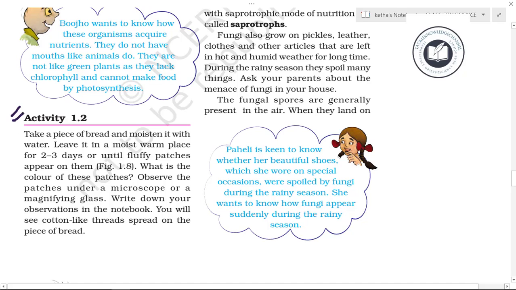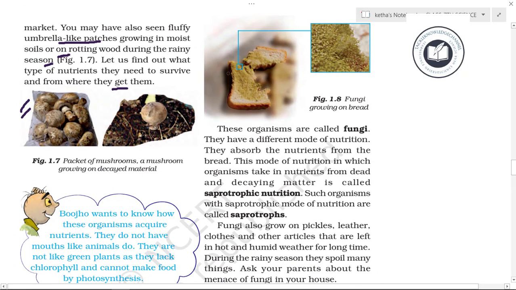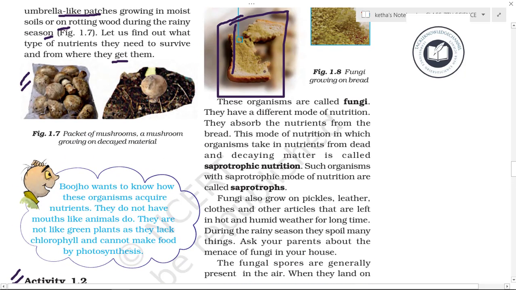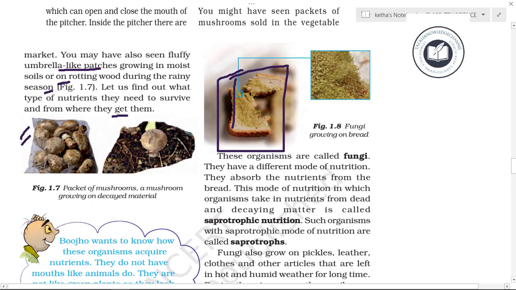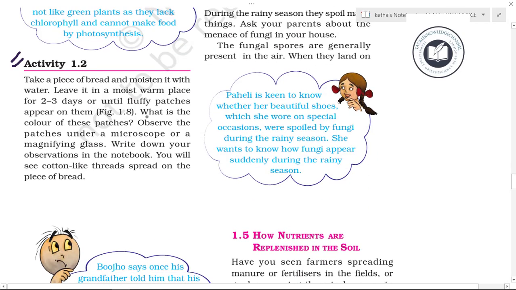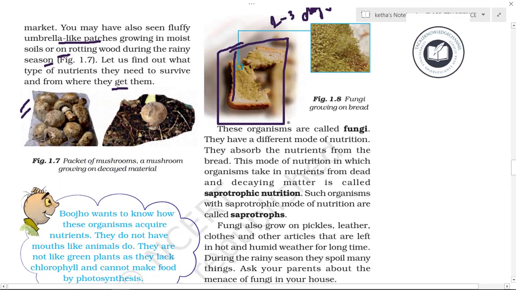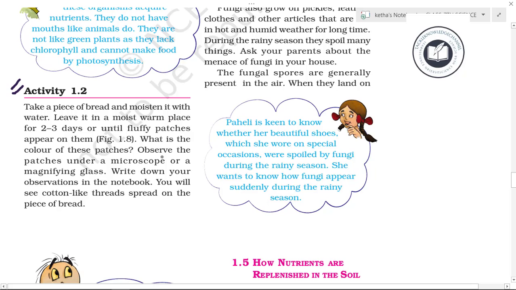Now let's see activity 1.2. Take a piece of bread and moisten it with water. So we have to take a piece of bread and moisten it. Leave it in a moist, warm place for 2 to 3 days or until fluffy patches appear on it. So after wetting the bread, we have to leave it for 2 to 3 days. After 2 to 3 days, what is the color of these patches? We have to observe.